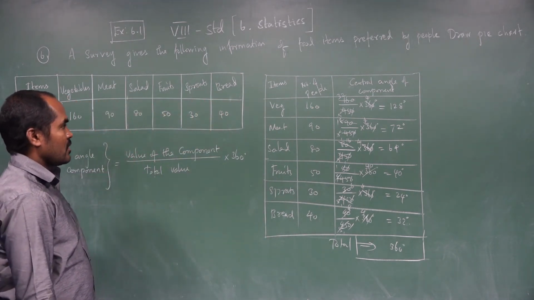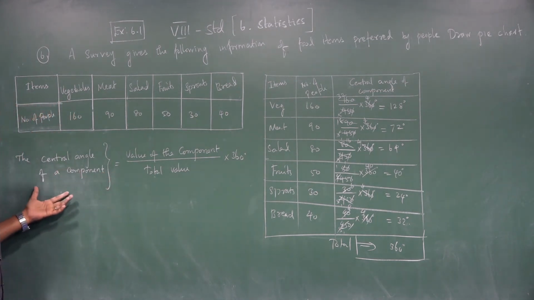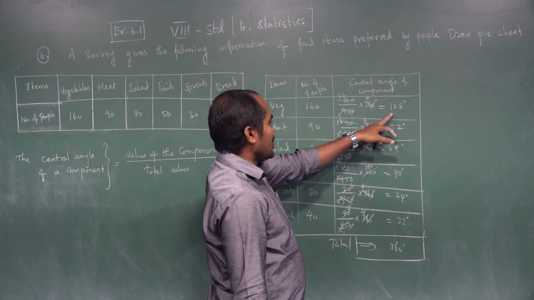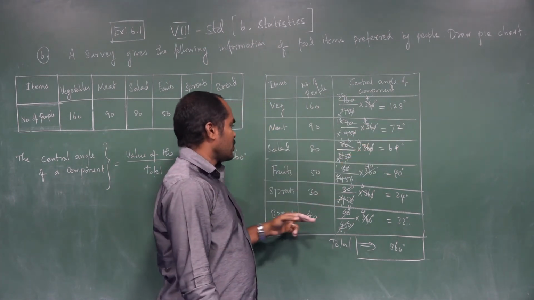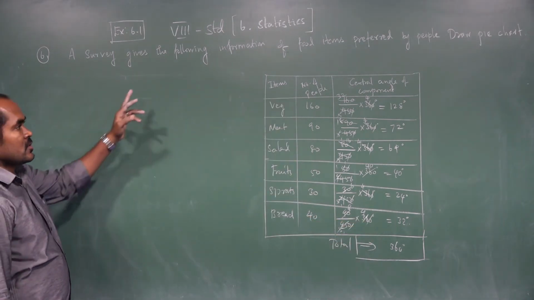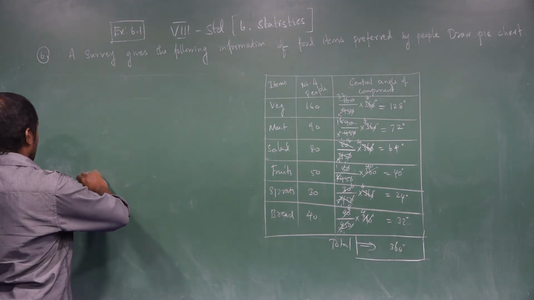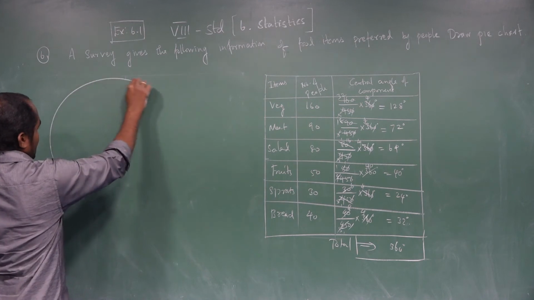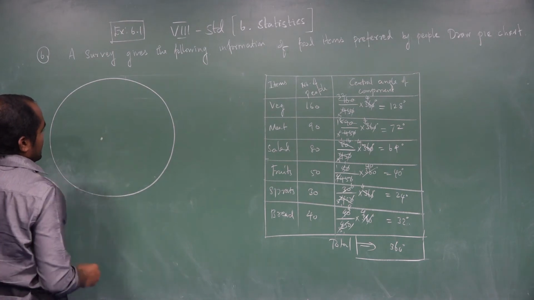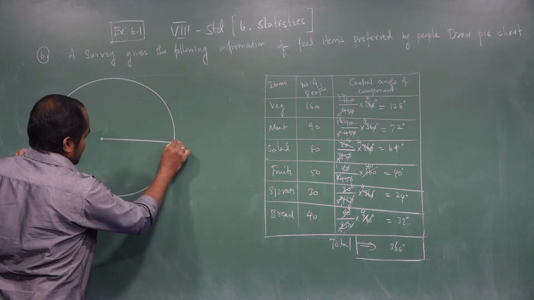So here our question is to draw a pie chart. The value of component by total value into 360 degree is the central angle of component formula. So we know all the central angles. Vegetable 128 degree, meat 72 degree, salad 64, and so on, bread is 32 degree. Right? So our question is to draw the pie chart. Draw one circle of any suitable radius, right? Mark a center. So this is the center of the circle. Draw one radius here, right?